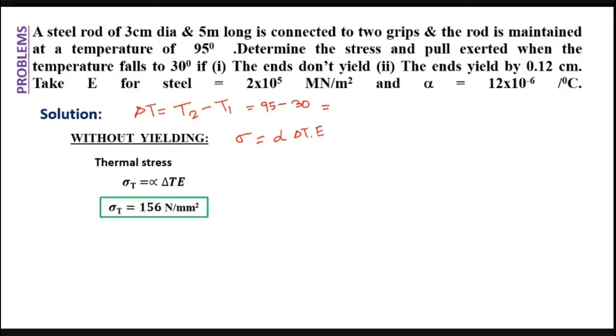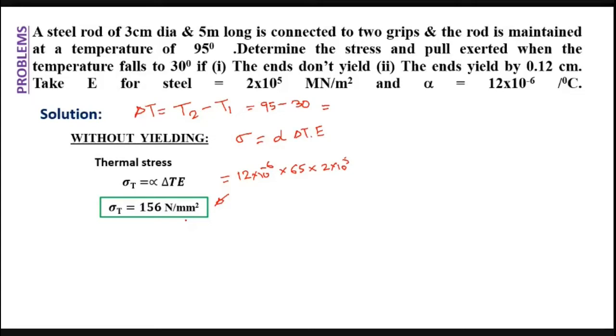Now we identify the values. Alpha is around 12 into 10 power minus 6. Del T, how much is this? It is 65, right? 65 into E. E is 2 into 10 power 5. When you do this, you will get the value of your stress, which is 156 Newton per mm square. I can also identify what the force is.